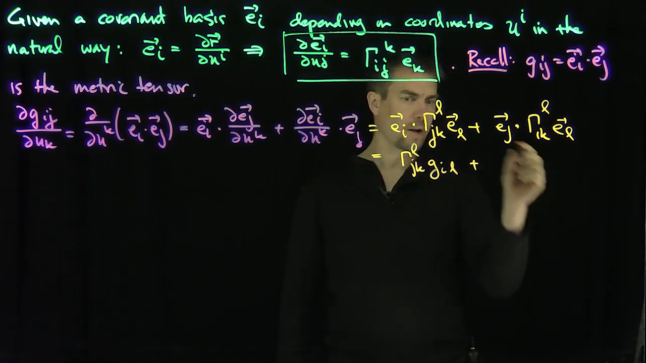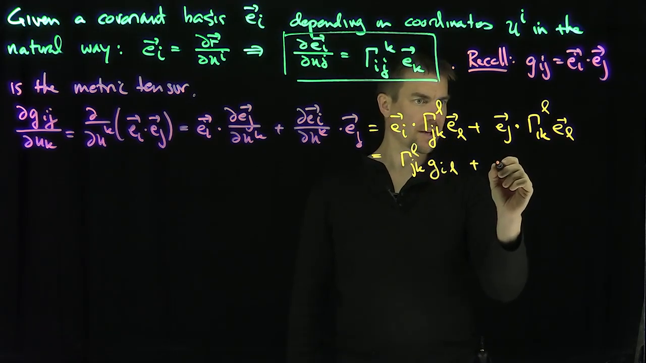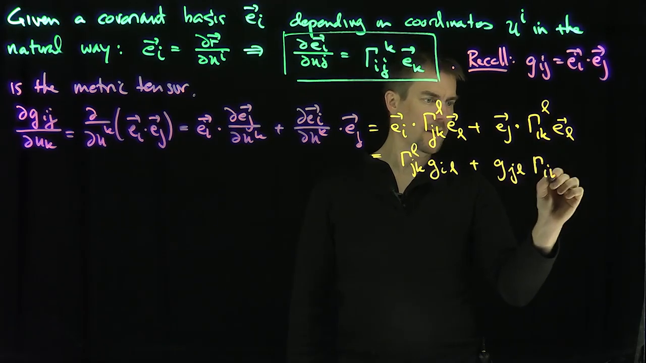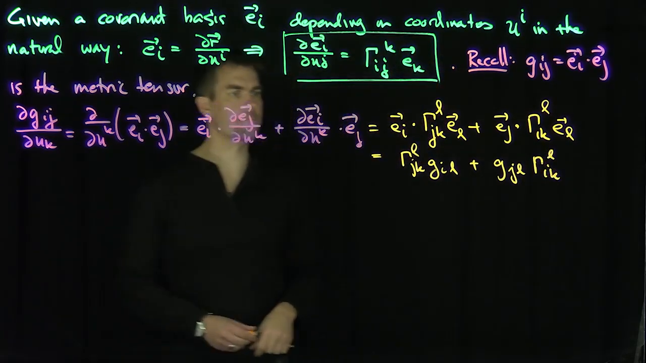And this thing over here, the order doesn't matter, right? So I'm going to put this as g_jl and then gamma_ik^l, all right?